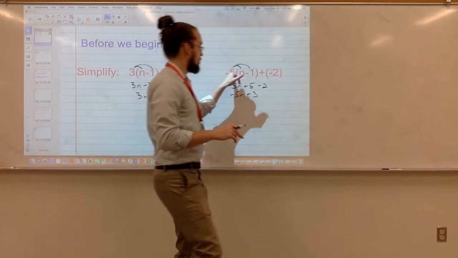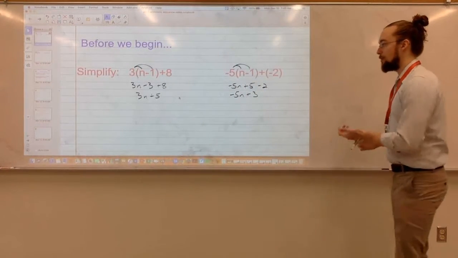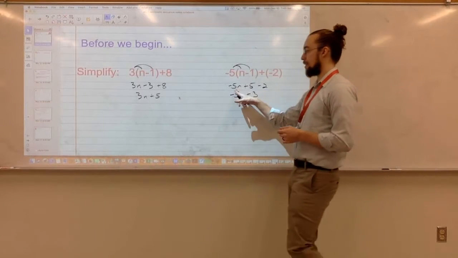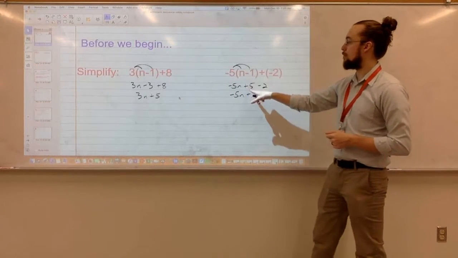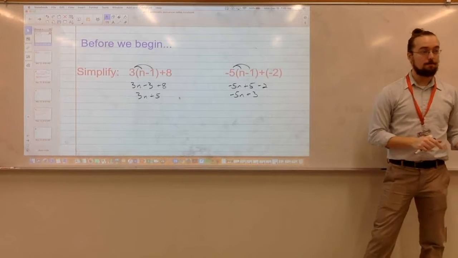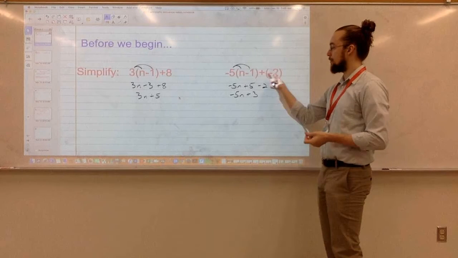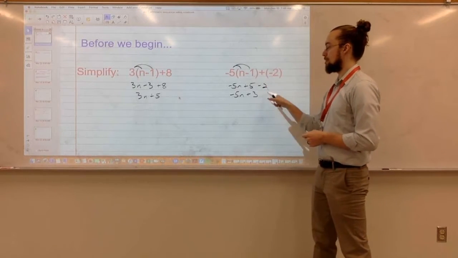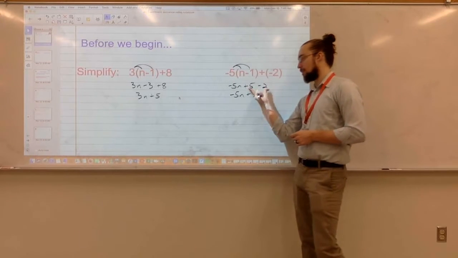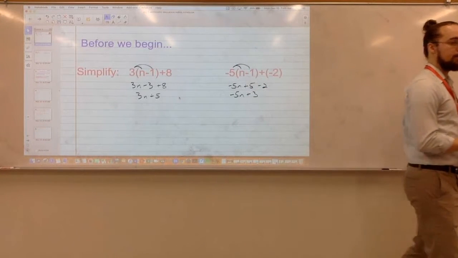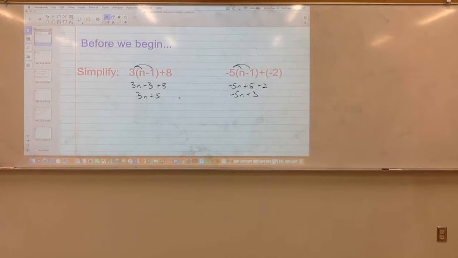Then over here, same idea. Distribute that -5 through. So -5 times n is -5n. -5 times -1 is a +5, since it's a negative times a negative. Then we have plus -2, which is the same as -2. Combine my like terms. 5 minus 2 is 3. Good with those?